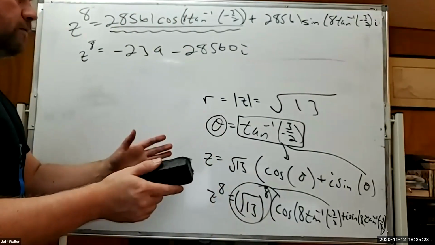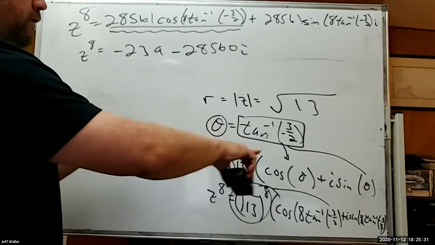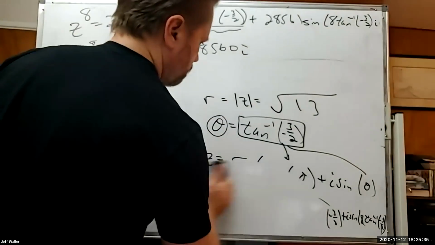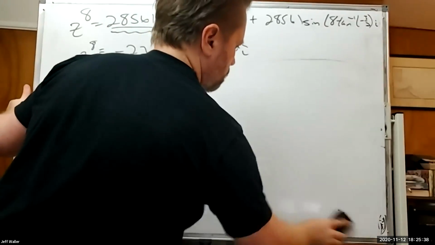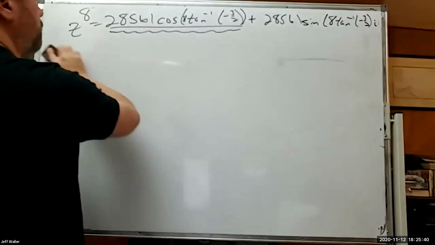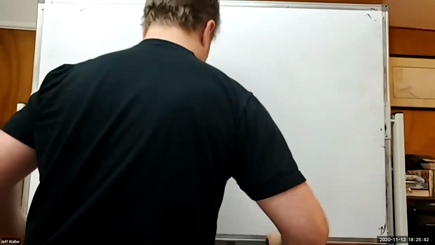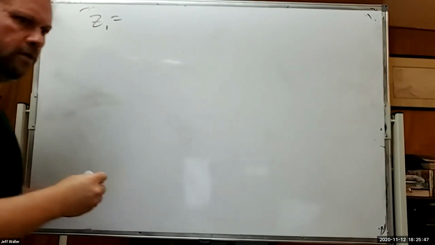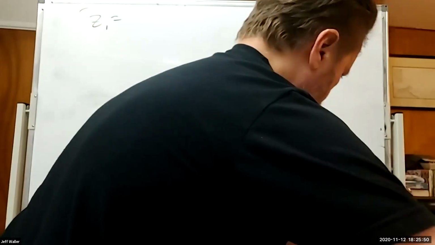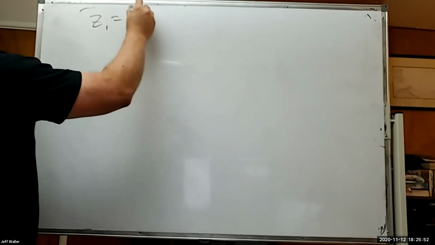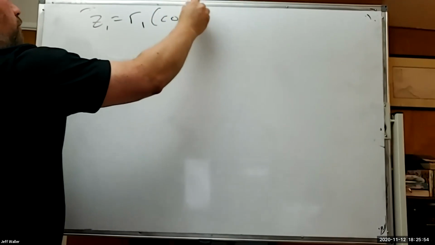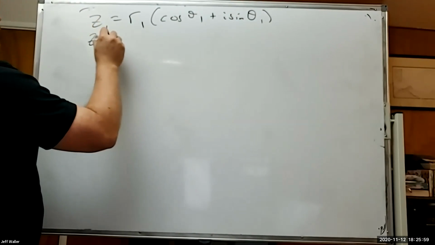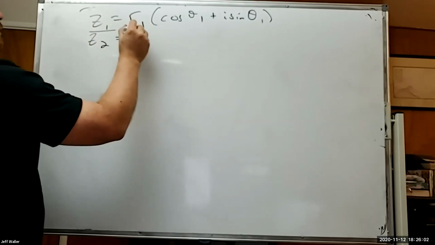Now, let's talk about division. How does division work with this notation? So let's try this out. You guys got it. So again, let's set up the same Z1. Z1 equals R1 cosine theta 1 plus i sine theta 1. And now I'm going to take Z2, and I'm going to divide these. So I might as well go ahead and set that up.